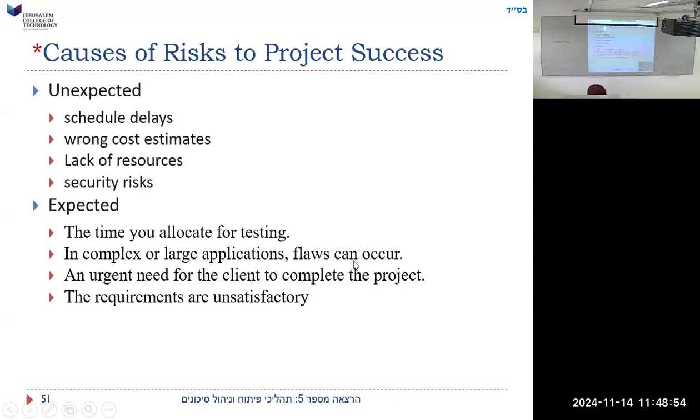In complex or large applications, flaws can occur. I'm not sure what that means, but obviously there can always be flaws. I guess flaws in the design. An urgent need for the client to complete the project. So I know that I can't just keep running the clock. I gotta finish this at a deadline. So that's a risk. These are expected risks. Maybe I won't be able to finish it in time and then I won't get paid.